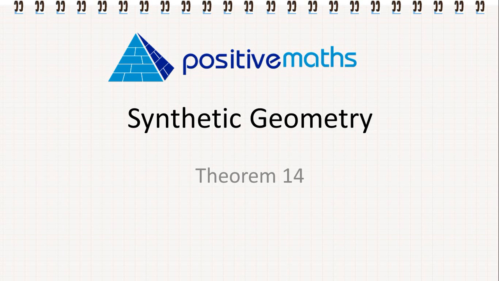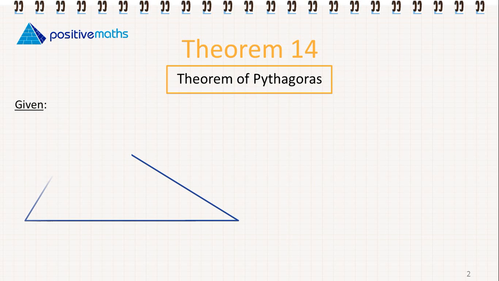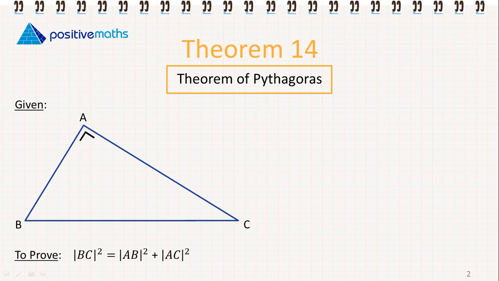In this video for Positive Maths, we're going to go through the proof of Theorem 14. So we want to prove the theorem of Pythagoras. We're given a right angle triangle, ABC. We want to prove that the side BC squared is equal to AB squared plus AC squared.